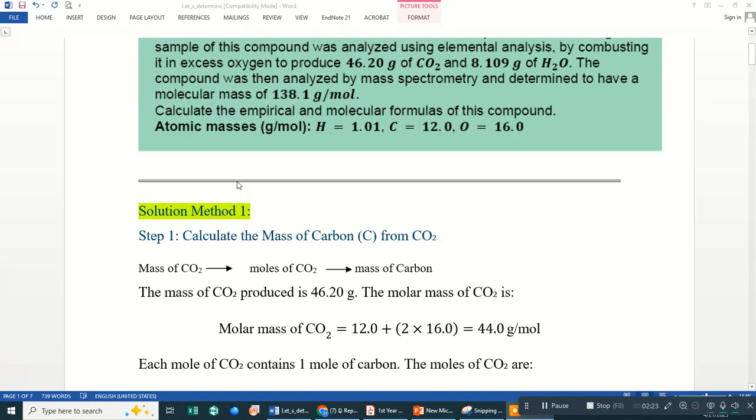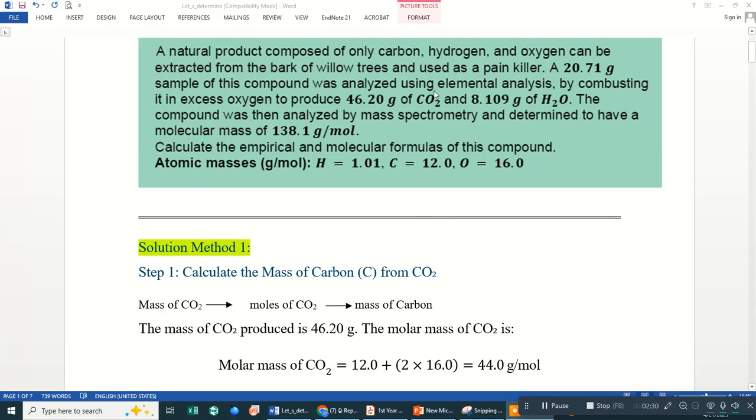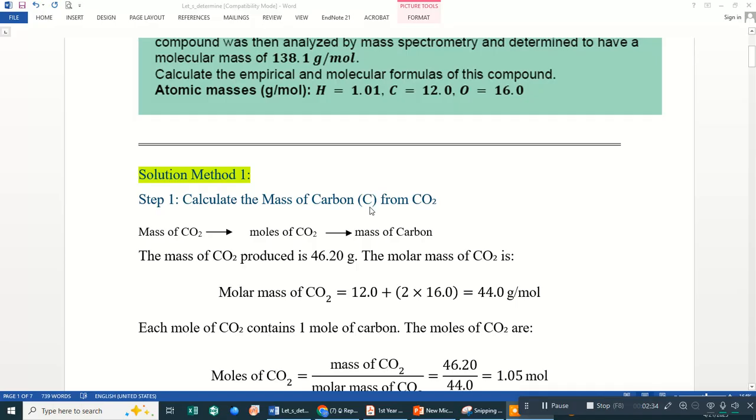Step number 1. First of all, we calculate the mass of carbon from carbon dioxide. In the problem, the mass of carbon dioxide is given, not the mass of the element carbon. From the mass of carbon dioxide, we first calculate the moles of carbon dioxide, and from the moles of carbon dioxide, we find the mass of carbon.